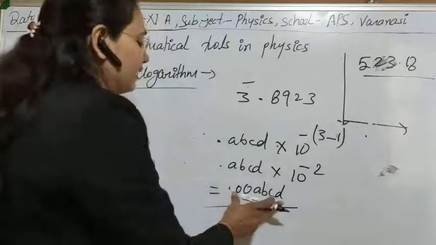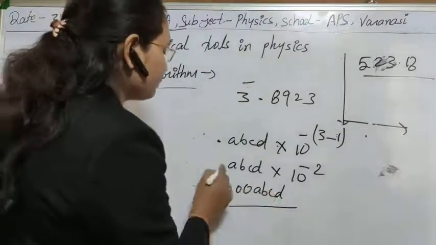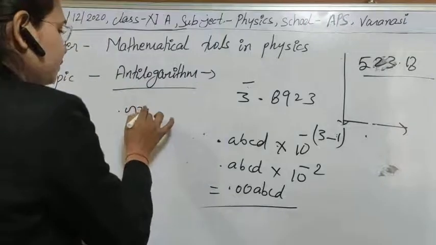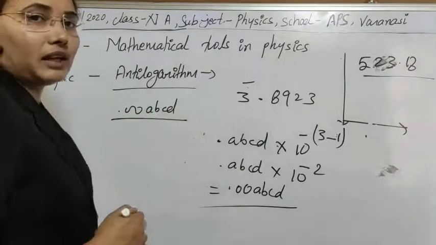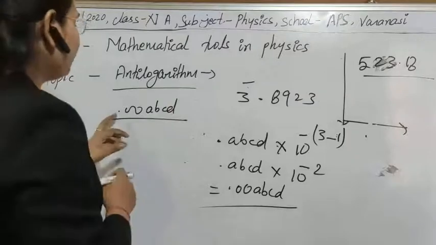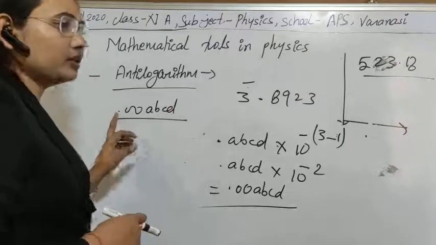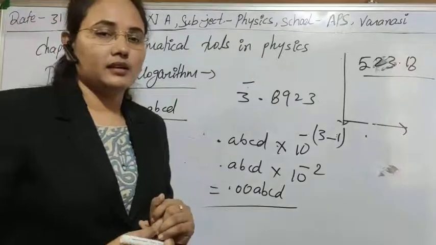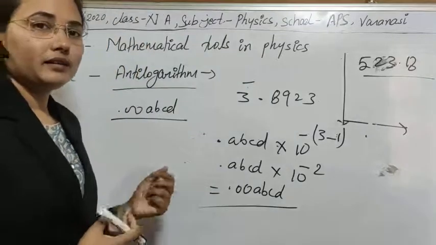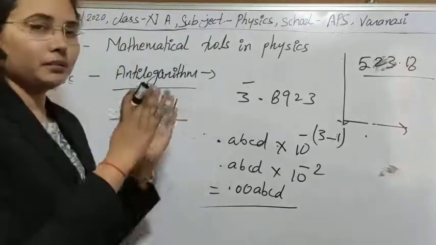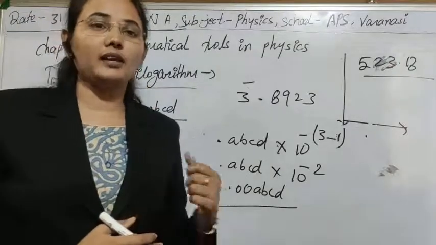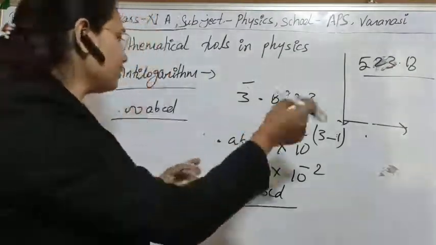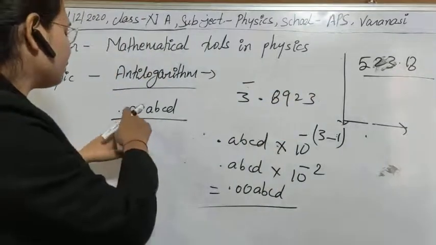Now suppose this quantity, 0.00ABCD, is given to you, and you have to calculate the log of this quantity. First of all, I just told you what you have to do for the characteristic calculation. Whenever there are zeros after the decimal, you have to count those zeros for the calculation of the mantissa.